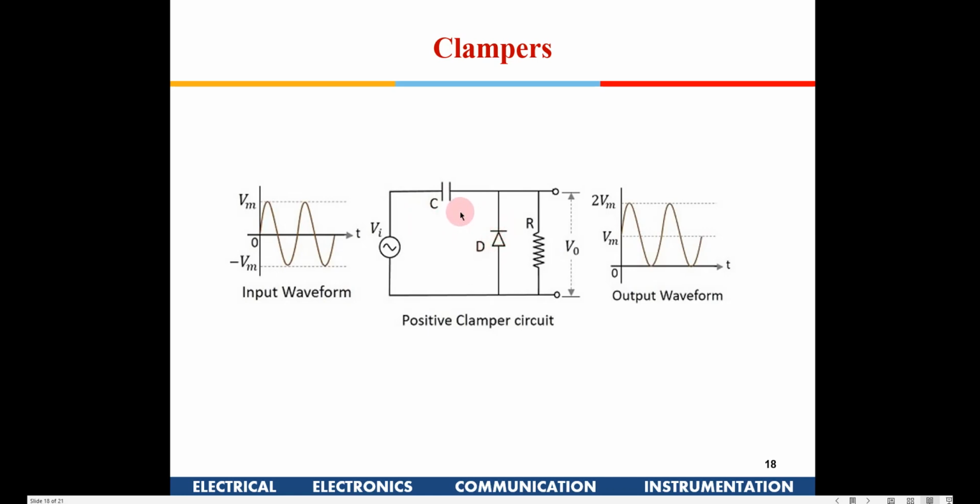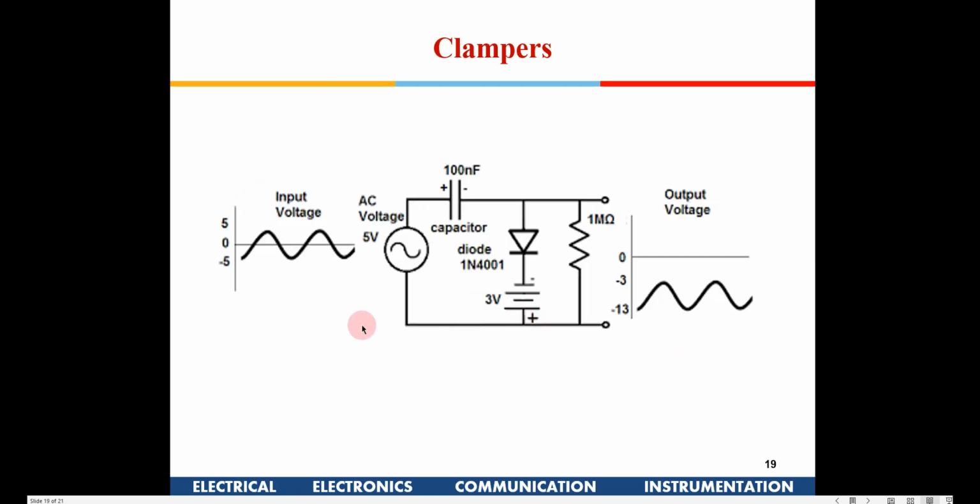whether it is for the positive cycle or the negative cycle. We have to assume that the capacitor is going to get charged to a max voltage. Then we put that max voltage as a DC component to get the output waveform. It will be further clear if we take a few more examples.